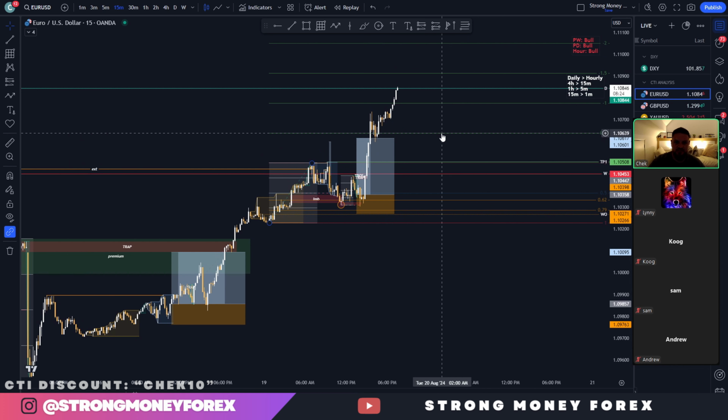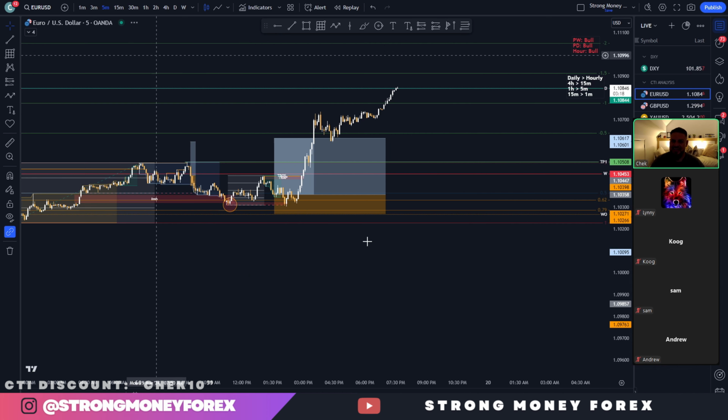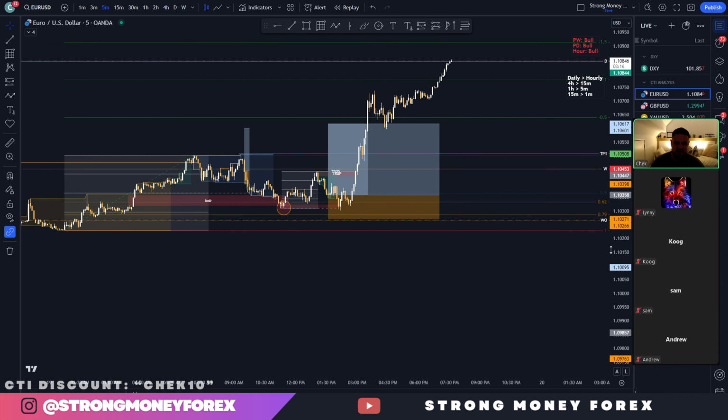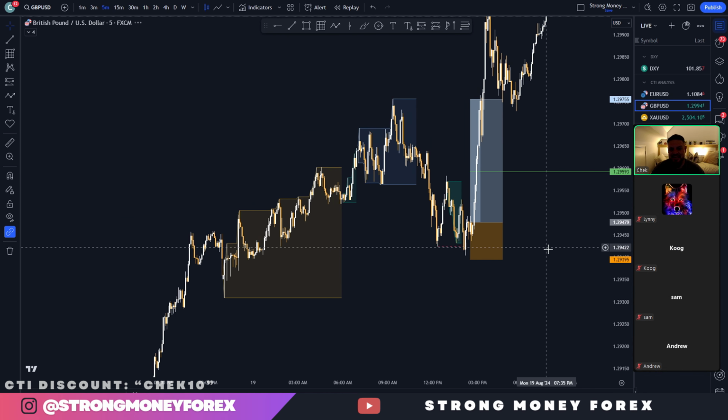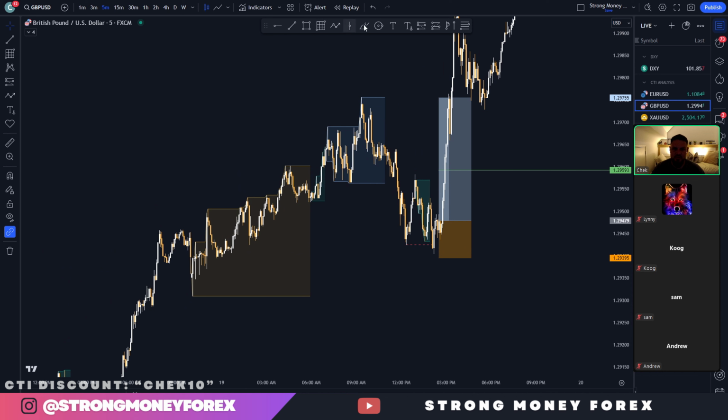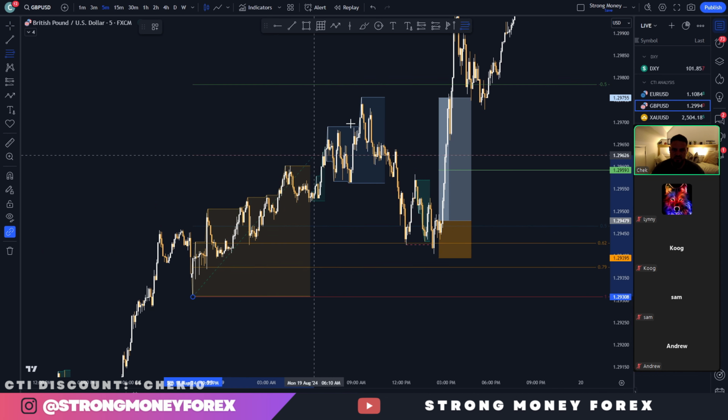I've started using the fib extensions wherever they will take me, and really focusing on getting your theories aligned so that you can get yourself into better trades. GBP USD, again, another perfect example of what we're discussing today. So let's see if we get the golden zone.